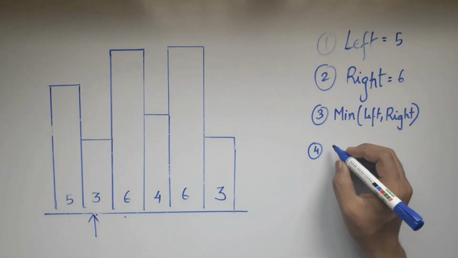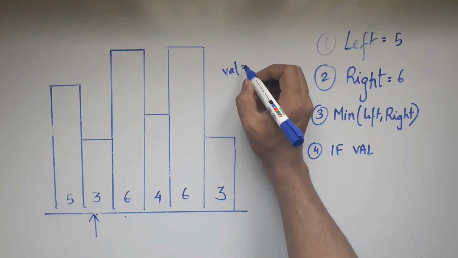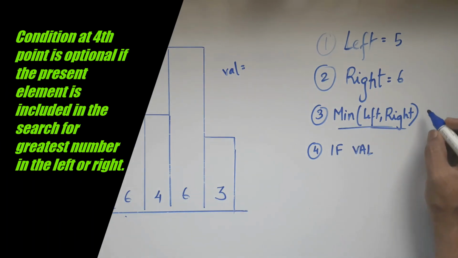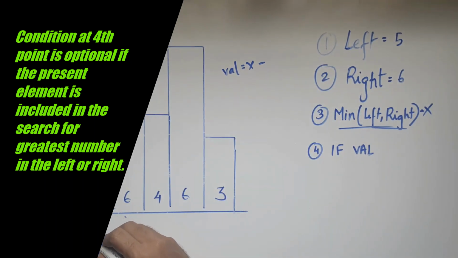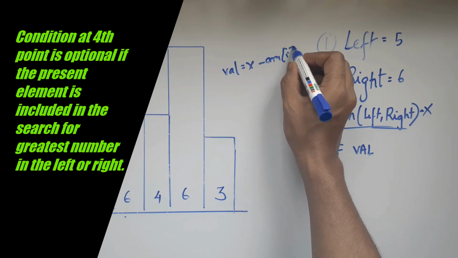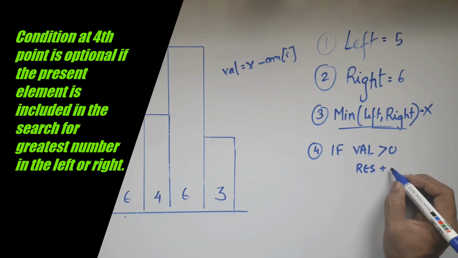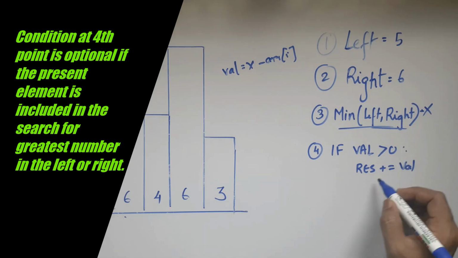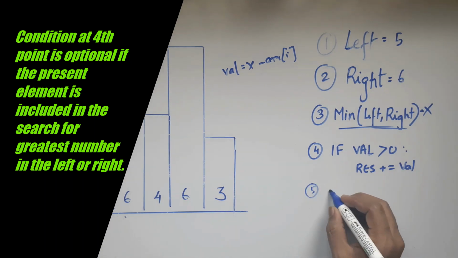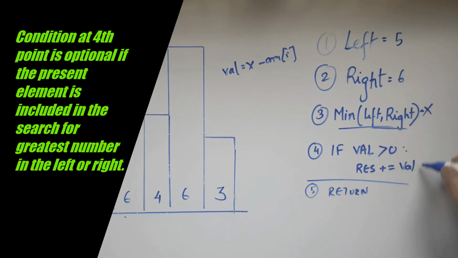But before that, we have to check one condition. I'll define value as the minimum of left and right, let's say this is x. So x minus the value pointed to by the current element, array of i, will be my value. If that value is greater than 0, I will include it in my result. So result += value, that's a shorthand representation. If this condition is met, then I will update the value of result, and result will be returned from this function. So this will be my pseudo code. These will be the repeating steps.